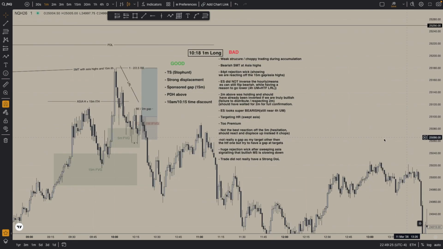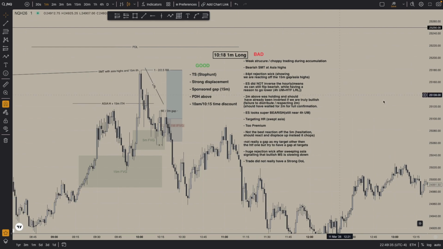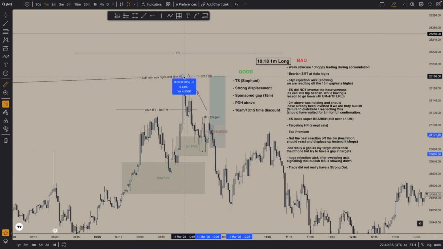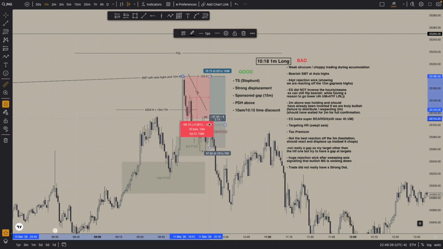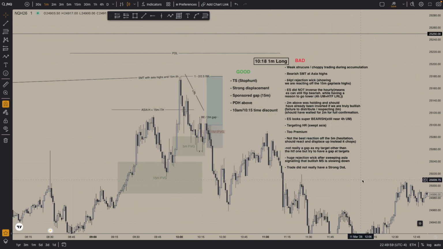We had an 84-point rejection wick, showing that we were reacting off of this 15-minute gap and Asia high. This is our 15-minute, and we had 82 points, showing I should have known that this is now high resistance. This is swept liquidity. We're not going to return back to this high. We showed that we swept this and reacted off of it, as the wicks do the damage and the bodies tell the story. You can see that we clearly reacted off this and want to continue lower.